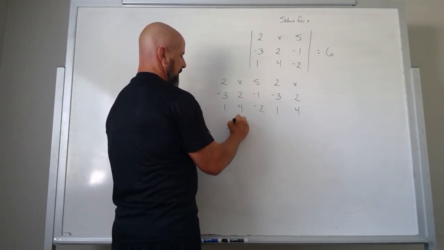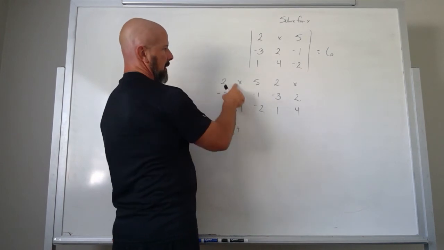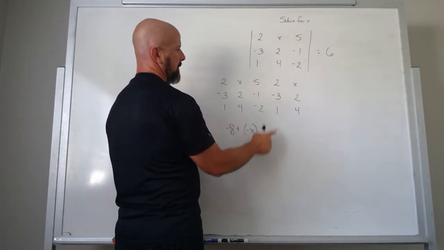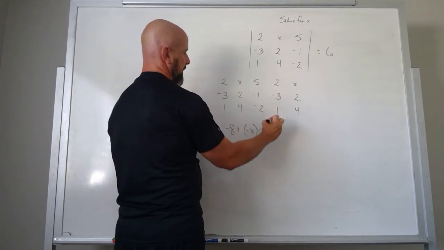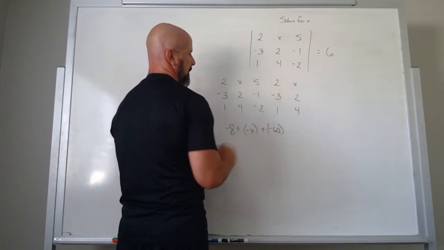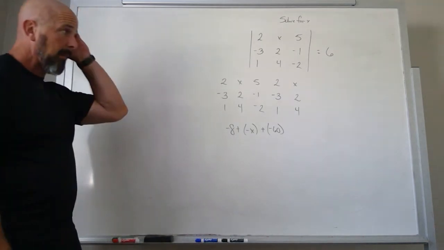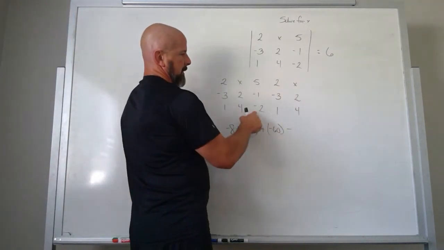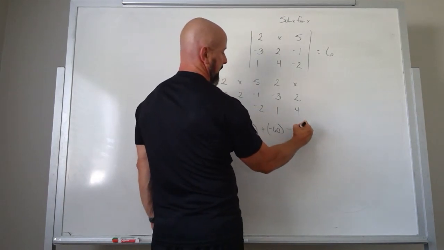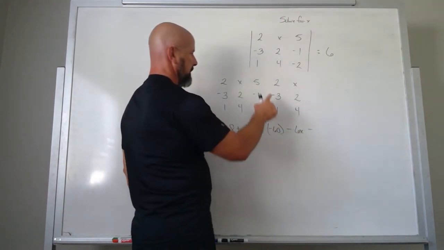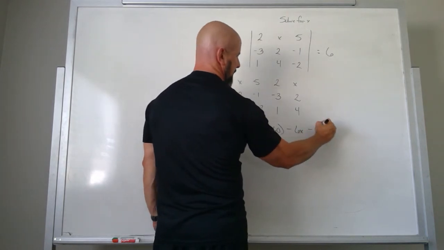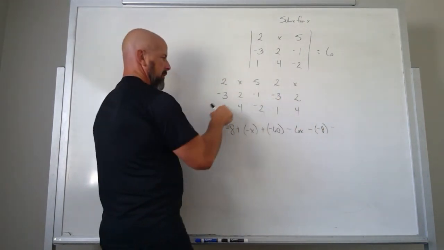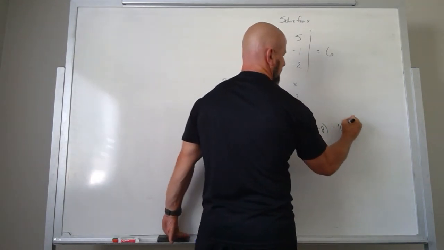We have negative 8 plus negative x plus, and let's see, that would be negative 60. Minus coming back. Minus negative 2 times negative 3 is 6, so minus 6x minus negative 8, minus 5 times 2 times 1, 10.